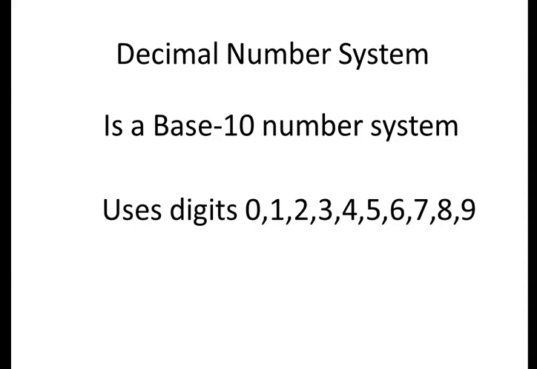This means that the digits used when we write down decimal numbers are between 0 and 9. Remember that the 10 is not a single digit, it is made up of 2 digits.